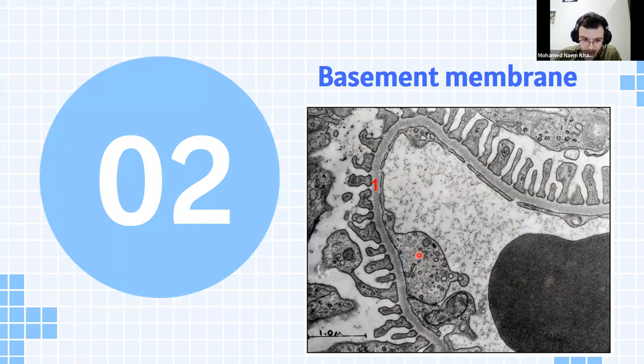You see where my cursor is? This is the endothelial cell. See this? These are the endothelial cells. Not number one, the other one. This one is the endothelial cells. Number one is the basement membrane.